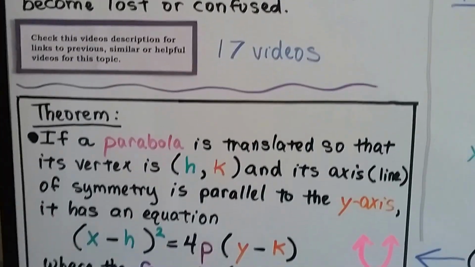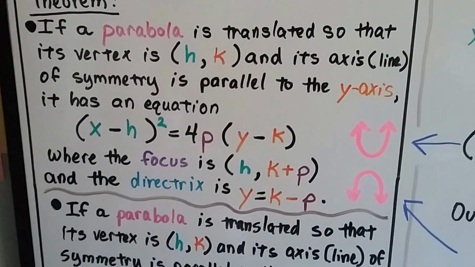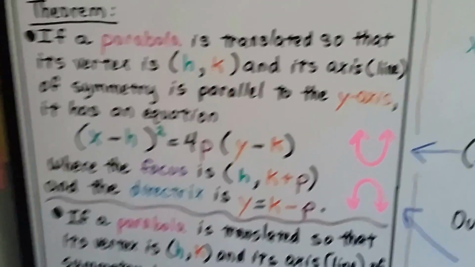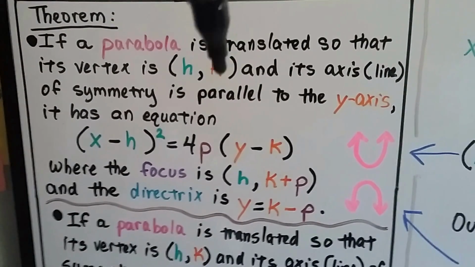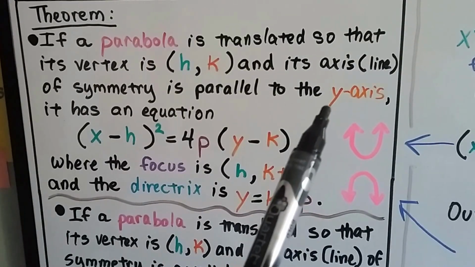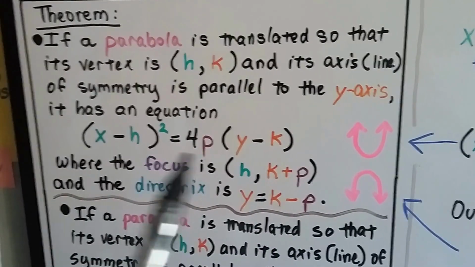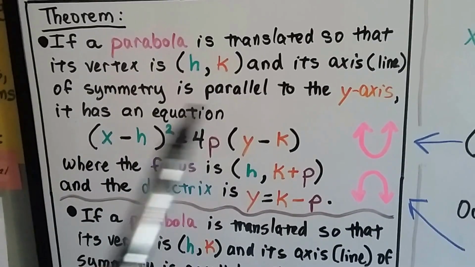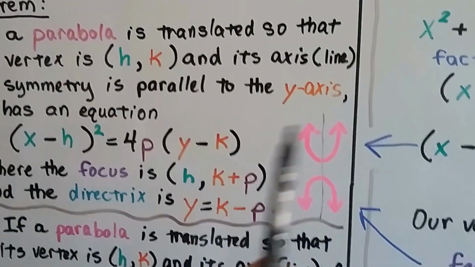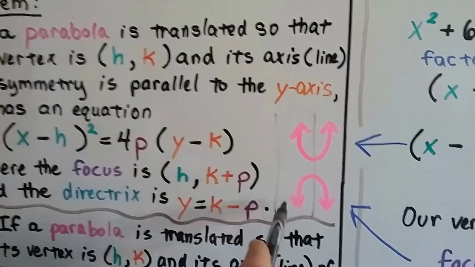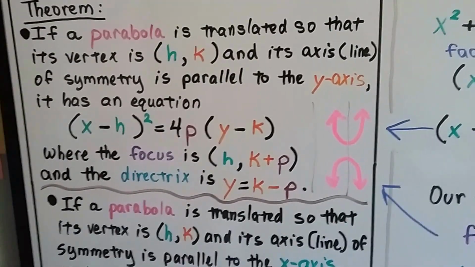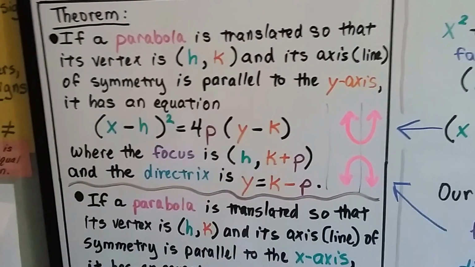So we're going to have our theorem right up front, okay? If a parabola is translated so that its vertex is the point (h, k) for x and y, and its axis, line of symmetry, is parallel to the y-axis, it has this equation. So its line of symmetry, that's what's cutting right through it, right? If that's parallel to the y-axis, it has this equation: the square of x minus h equals 4p times y minus k.